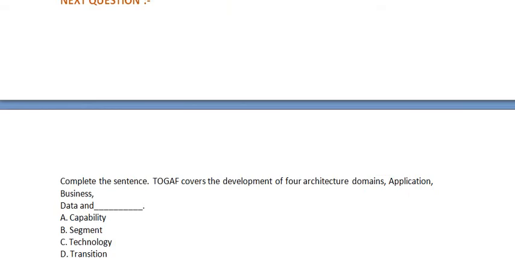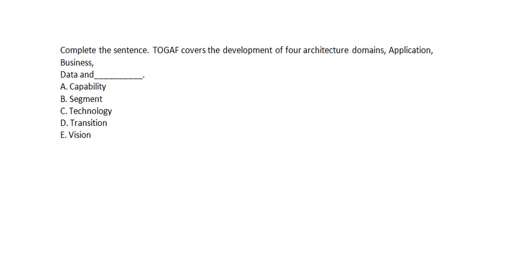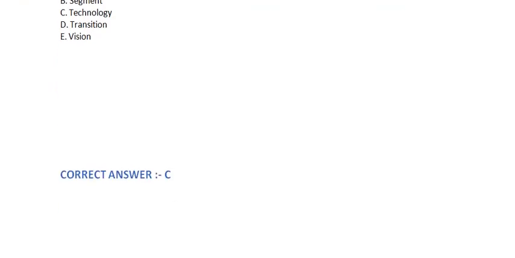Next question is, complete the sentence. TOGAF covers the development of four architecture domains: applications, business, data, and option A, capability. Option B, segment. Option C, technology. Option D, transition. And option E, vision. The correct answer is option C.